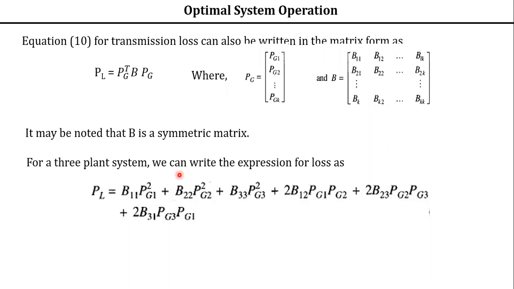Simplify those. So you will get this equation: B11 P_G1 square, B22 P_G2 square, plus B33 P_G3 square, plus 2 times B12. Why are we getting 2 times? Because B12 is equal to B21, we are going to get another term, into P_G1 P_G2, then B23 P_G2 P_G3, then B31 P_G3 P_G1. If it is 2 plants, what you are going to get? B11 P_G1 square, then B22 P_G2 square, plus this term 2 B12 P_G1 P_G2. These two and this term you are going to get if it is 2 plants.